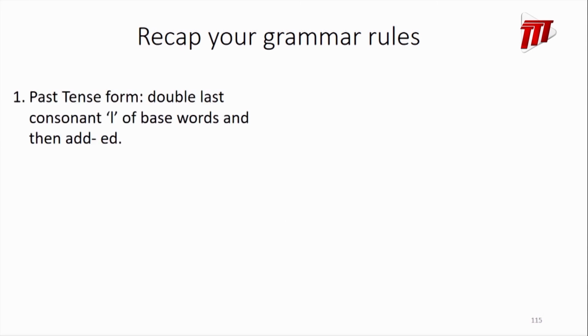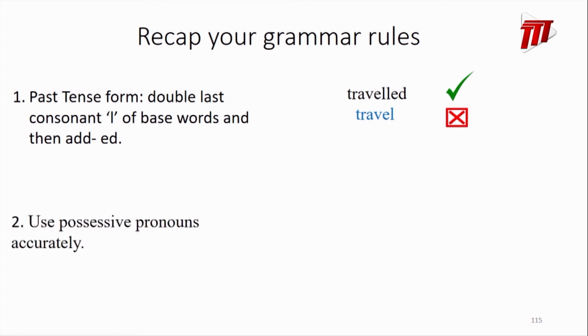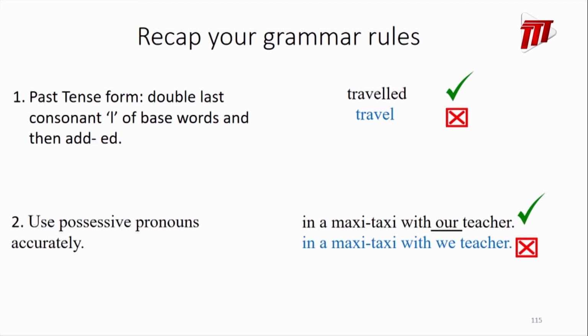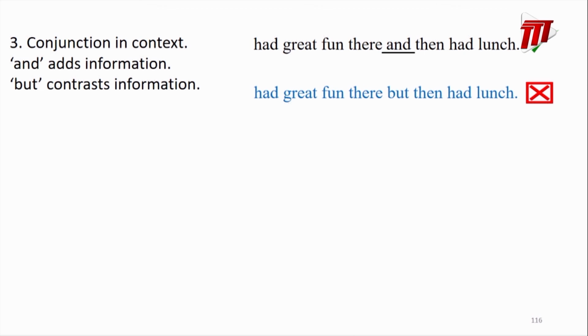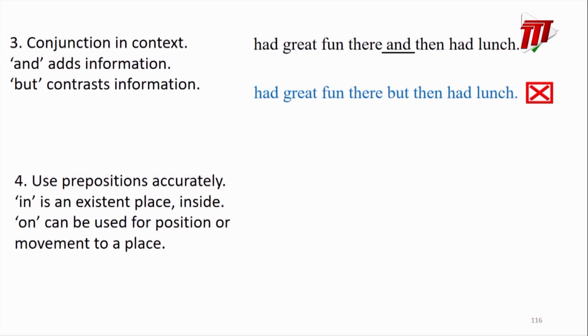So let's look at our rules. Past tense: double the last consonant L of the base word and then add ED. So we have traveled, T-R-A-V-E-L-L-E-D. Use possessive pronouns accurately: in a maxi taxi with our teacher and not with we teacher. All right? Conjunctions in context: and adds information but contrasts information. Had great fun there and then had lunch. Right? So using but there would have been wrong.